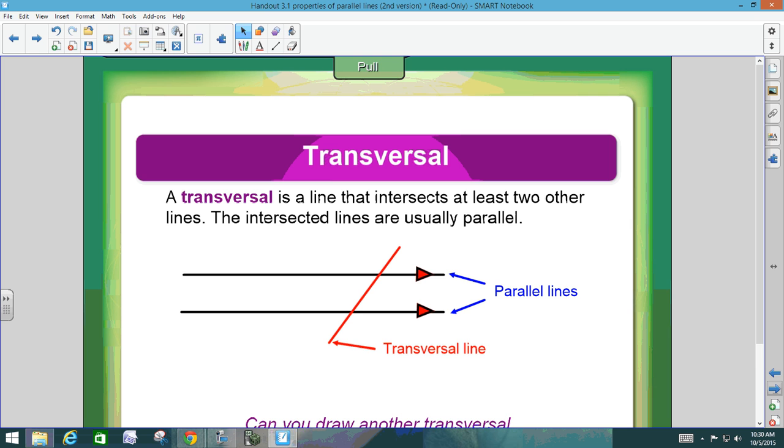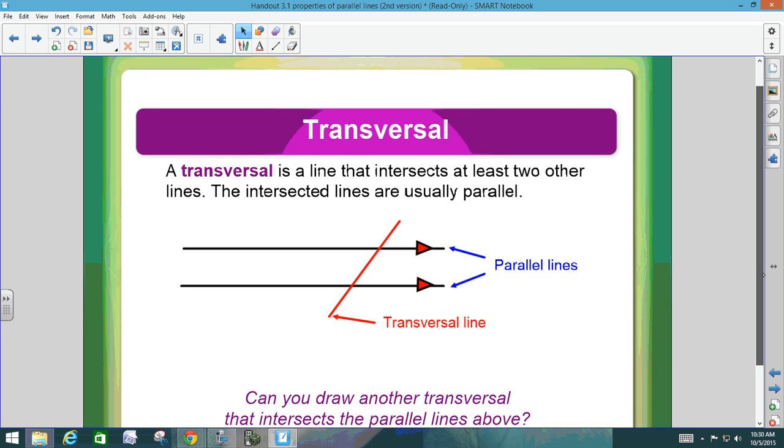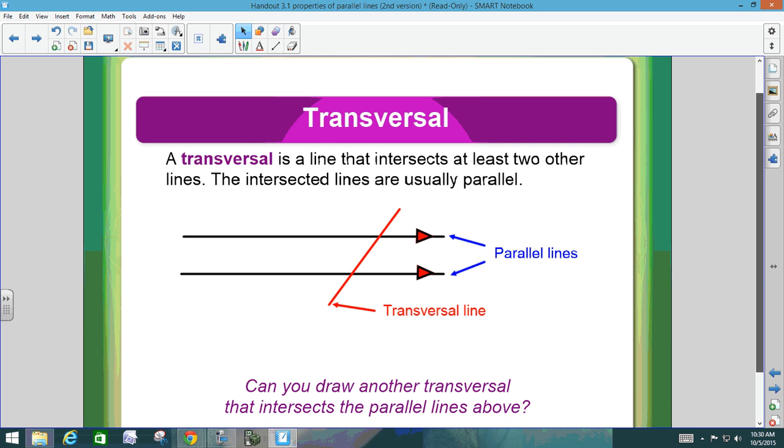Transversal. This is your first vocab word. A transversal is a line that intersects at least two other lines. A lot of the time, transversals, we look at them in relation to intersecting parallel lines, but they don't have to be parallel, so don't get hung up on that second sentence. You just need to know that a transversal is a line that intersects at least two other lines.